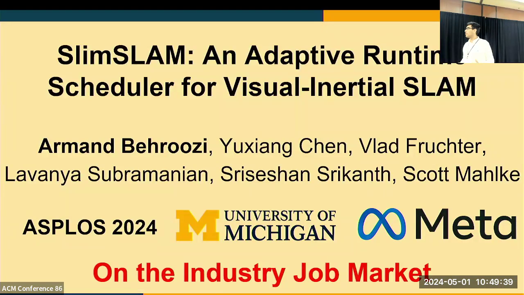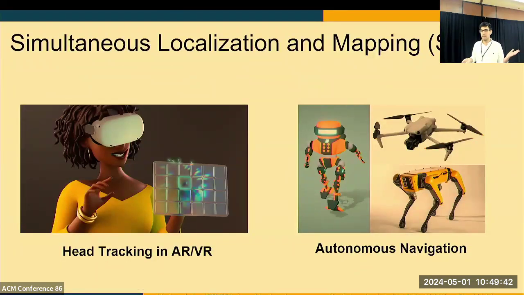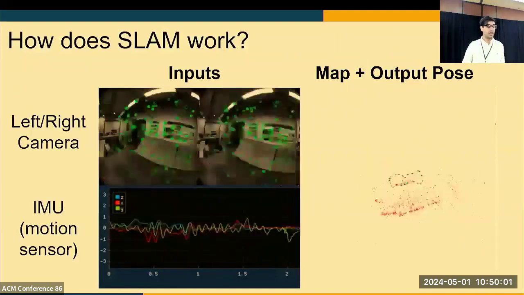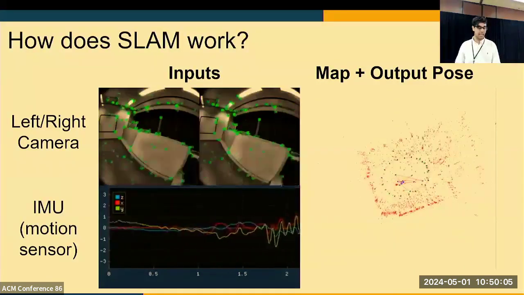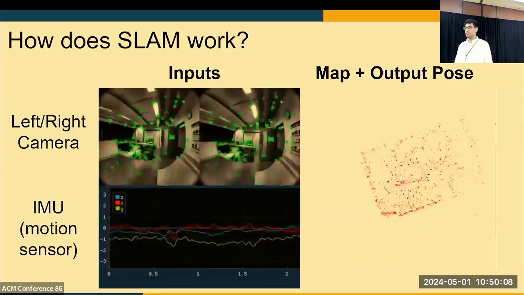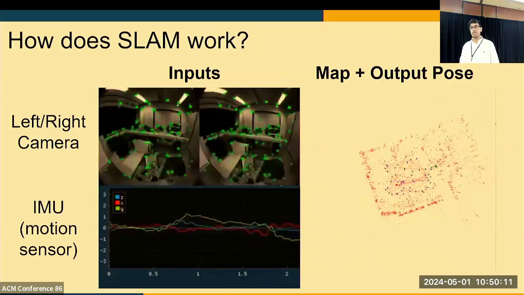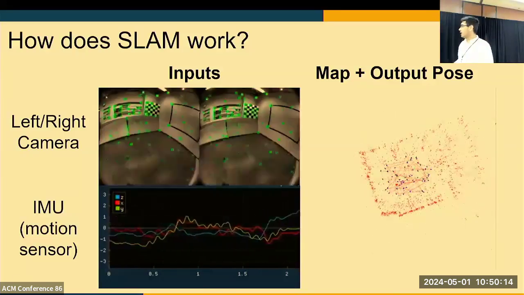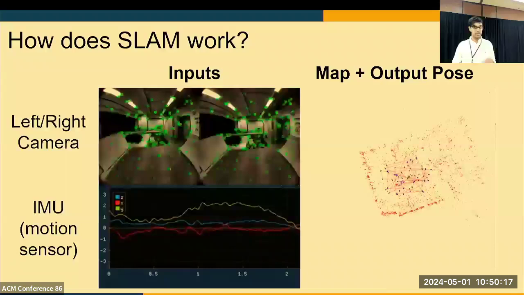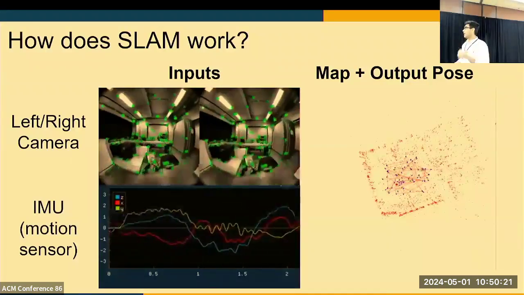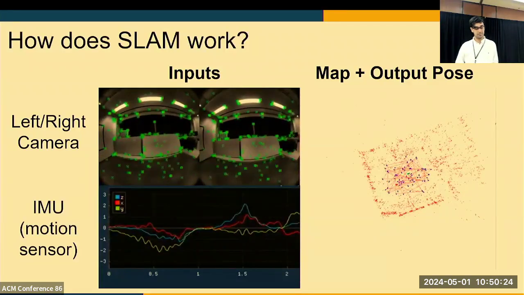So in our work, we optimize SLAM. What is SLAM? SLAM stands for simultaneous localization and mapping, and it's what does head tracking and autonomous navigation in AR/VR headsets. So let's look at how SLAM actually works and does this tracking with a real example. Here on the left, we have the inputs to SLAM. We have the left and the right camera view, and we have an IMU, which is a motion sensor. It provides linear acceleration and angular velocity. And on the right here, we can see that it's mapping out a room and figuring out, when each camera frame comes in, where the camera is facing and where it actually is in the room.